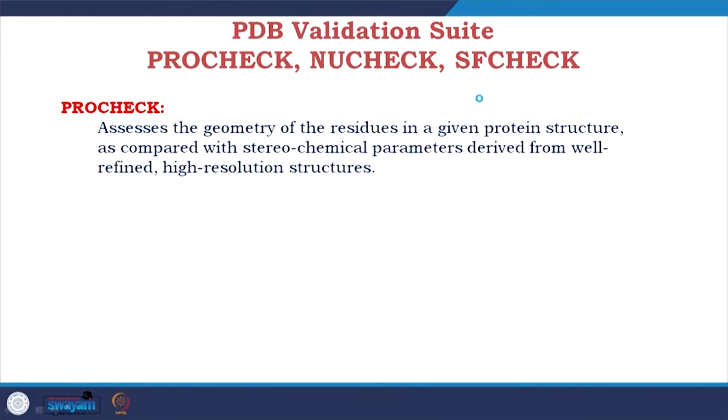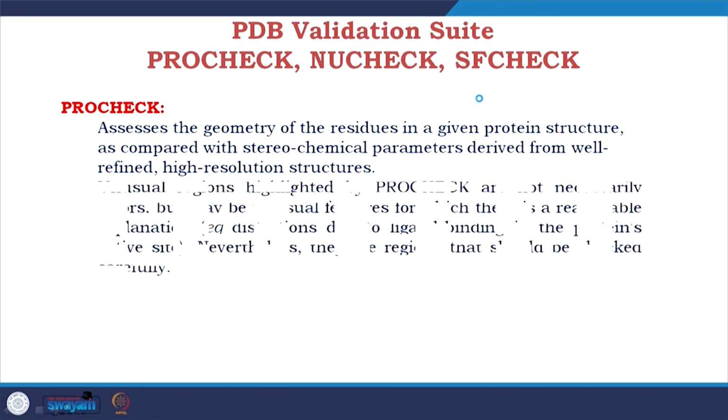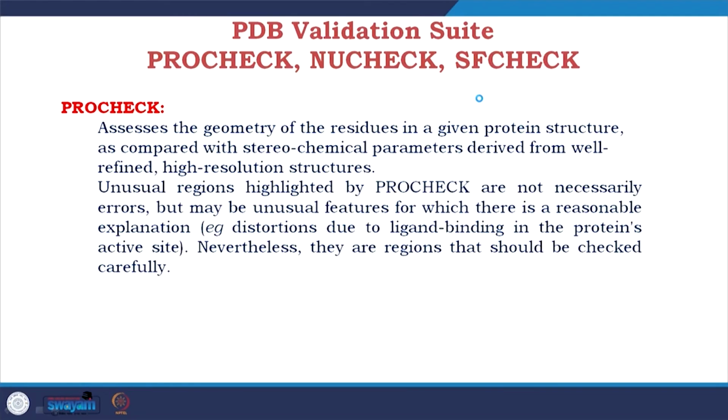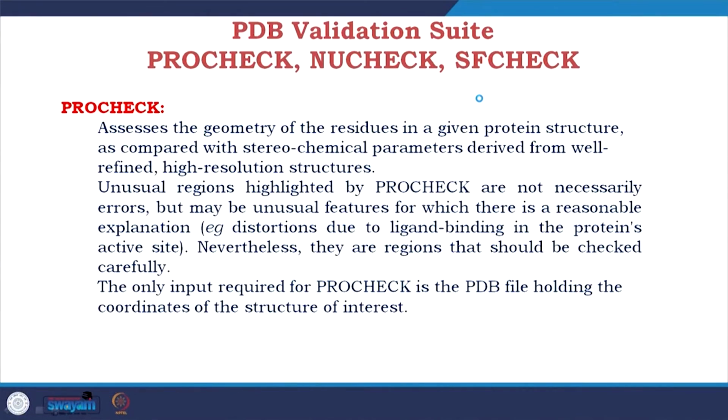The validation suite includes ProCheck, NuCheck, and SFCheck. ProCheck, which I will talk about, assesses the geometry of the residues in a given protein structure as compared with stereochemical parameters derived from well refined high resolution structures. Unusual regions highlighted by ProCheck are not necessarily errors, but may be unusual features for which there is a reasonable explanation, for example, distortion due to ligand binding in the protein's active site. Nevertheless, there are regions that should be checked carefully. They will give you the report. The only input required for ProCheck is the PDB file holding the coordinates of the structure of interest.